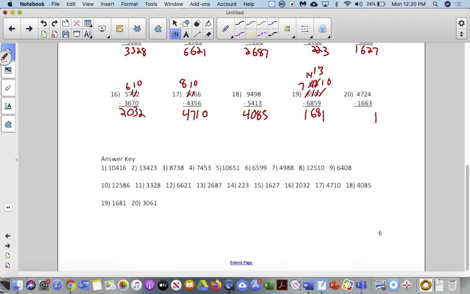4 take away 3 is 1. That becomes a 12. That becomes a 6. 12 take away 6 is 6. 6 take away 6 is 0. 4 take away 1 is 3. 3, 0, 6, 1 is the correct answer. Okay, so hopefully you understood that first review lesson of grade 6 material.